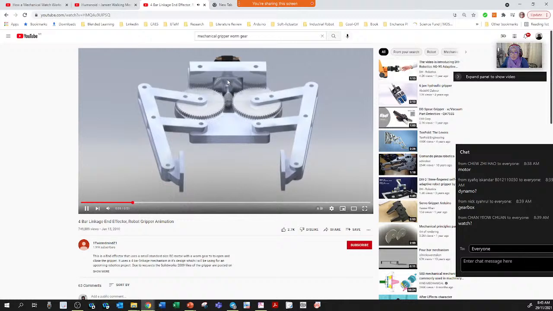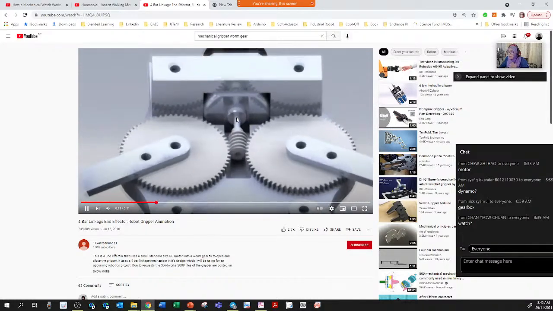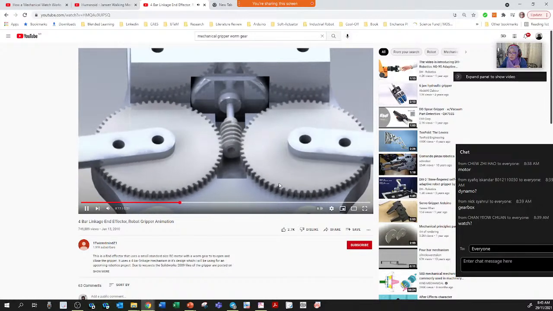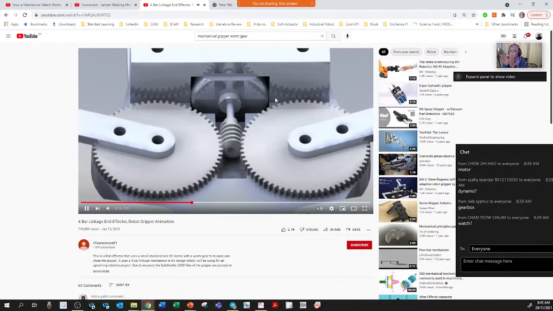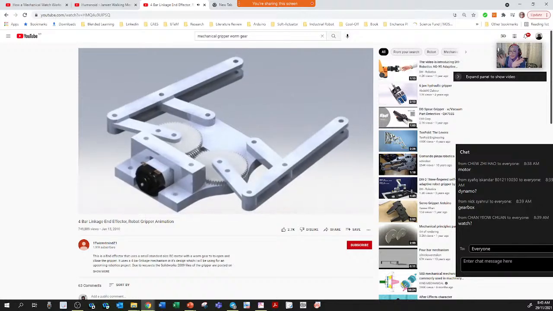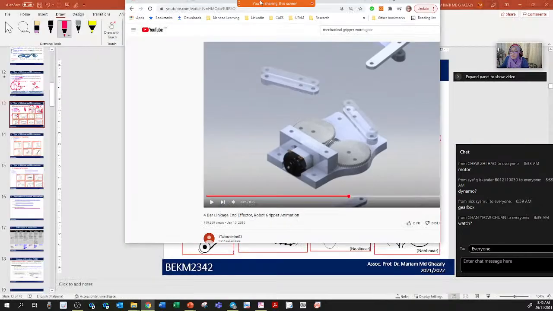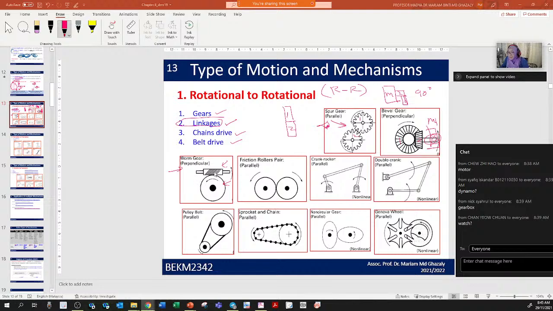You see that this one is the worm gear. It's connected to this gear. The worm gear is like a worm. This worm is going to move and connect to another gear. So what happens is that you can open and close the gripper. So that is worm gear.